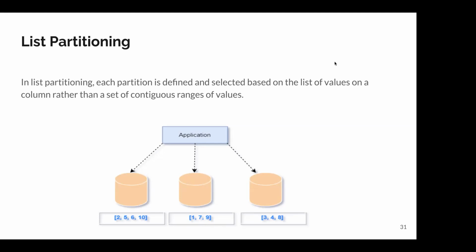List partitioning. In list partitioning, each partition is defined and selected based on a list of values on the column, rather than a set of contiguous ranges of values. Here, you can apply some logic to evenly split the load. For example, I want schools 1, 7 and 9 to go to database 2, and schools 2, 5, 6 and 10 to go to database 1, so that you can somehow manage the data and the storage capacity in each of these databases. That is the advantage you get with list partitioning over range partitioning.